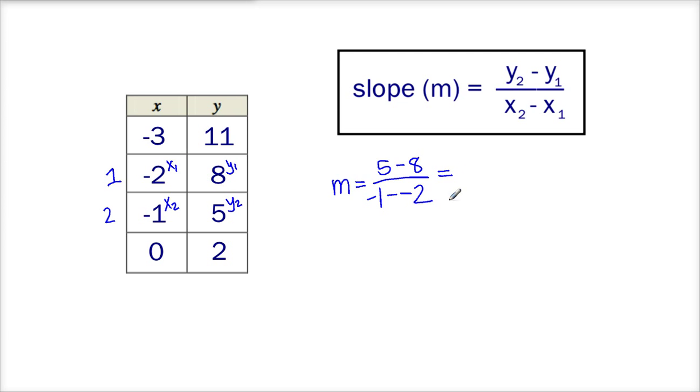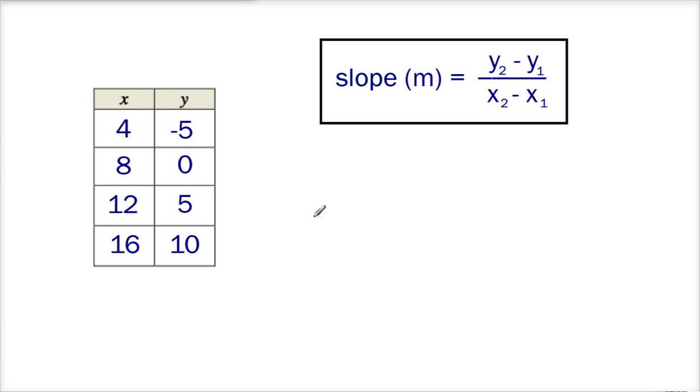Now let's just do this math. 5 minus 8 is negative 3, and negative 1 minus a negative 2, well, subtracting a negative is the same thing as adding. So just change that into a big plus sign. Negative 1 plus 2 is 1. So negative 3 over 1, that simplifies to be negative 3. So the slope of this line, represented in the table, is negative 3. So this line on my graph, it must go downhill.